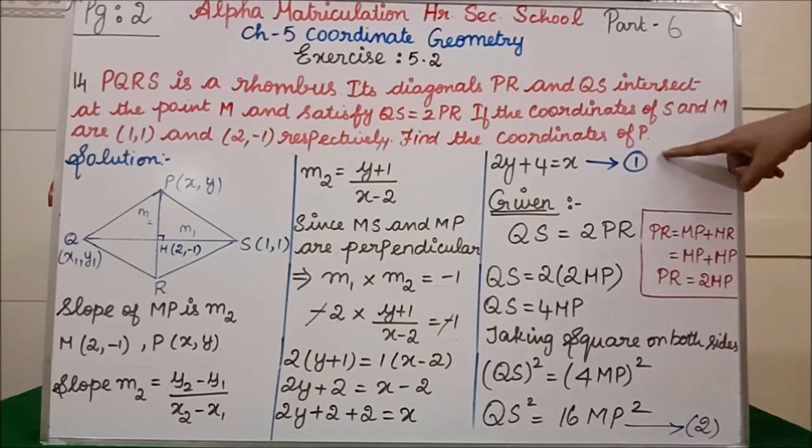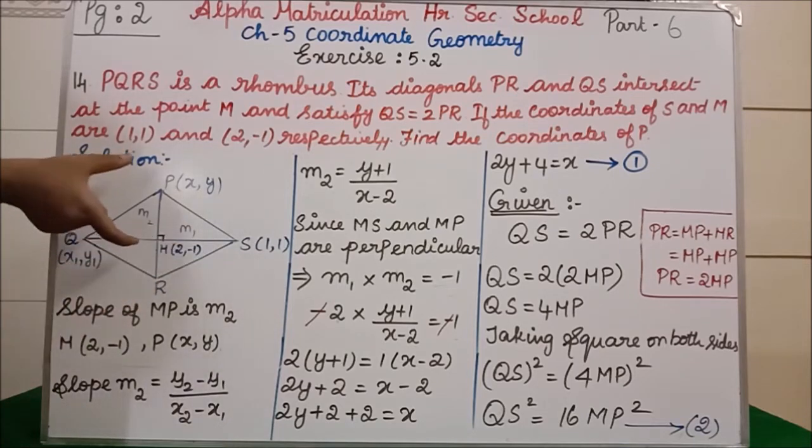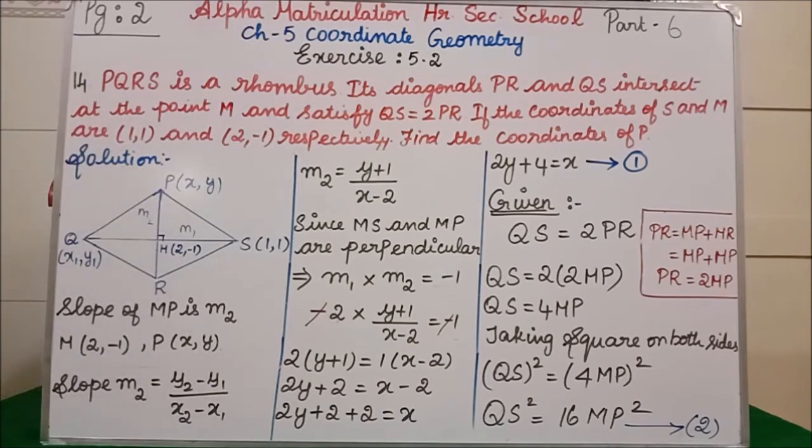Already we are having one equation, equation 1. Now consider this as equation 2. Clear students? Now what we have got in equation 2? The QS square length is equal to 16 into MP square. So length itself means what? Distance. So now we have to find the distance between QS and the distance MP square. Clear? Now after finding we have to substitute the value in equation 2. That we will see in page number 3.